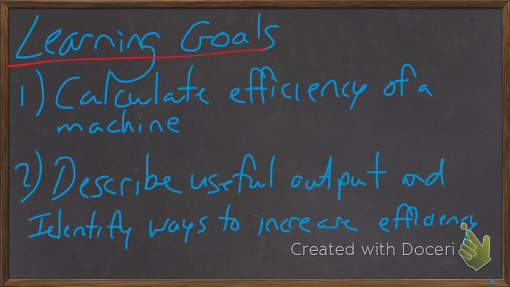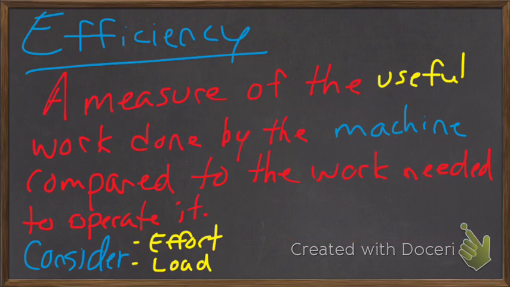Our learning goals for this video are to calculate the efficiency of a machine, and there's a formula associated with that, and we will talk about that. We also want to describe useful output and identify ways to increase efficiency, and there really aren't any formulas for that, but we're going to talk about it anyways.